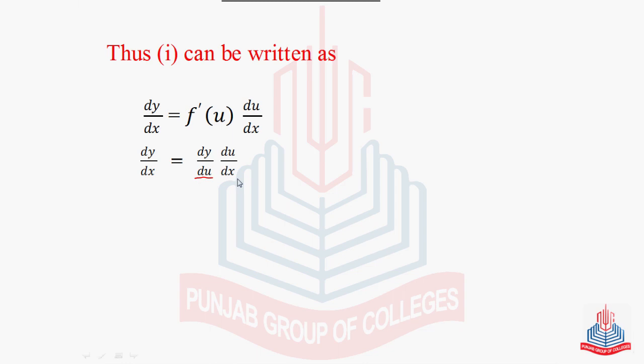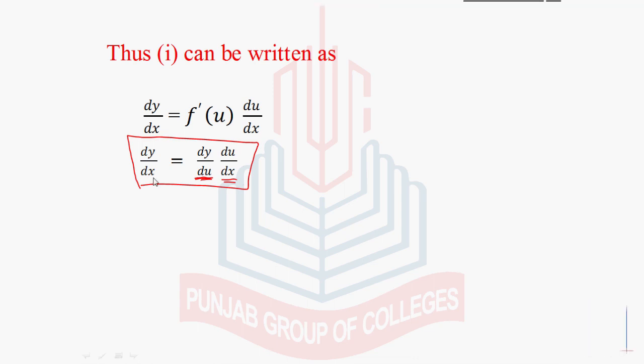So that is actually our chain rule, in which the derivative dy by dx is equal to dy by du, the first derivative, and then the derivative of u with respect to x, that is du by dx. So by joining these two derivatives, we calculate our required result, which is dy by dx.